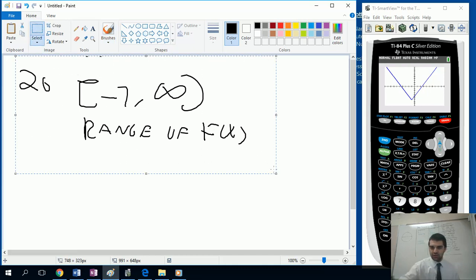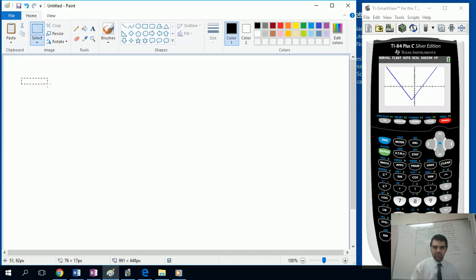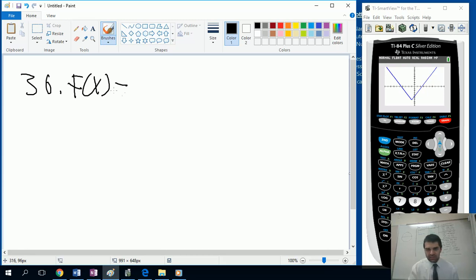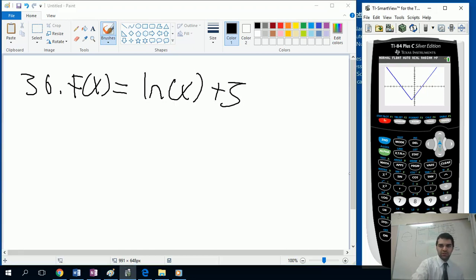Now f of x is going to be the natural log of x plus 5. I'll make sure we have a graphical understanding of this. So let's do ln of x plus 5. Notice we just have the parent function that's shifted up 5.